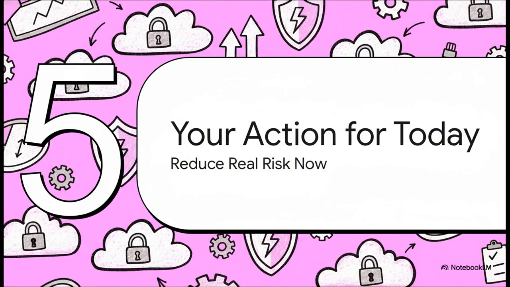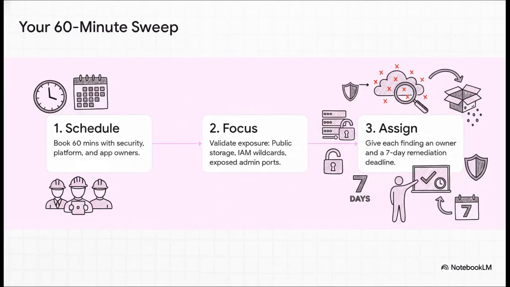All right, that was a lot of information, I know, but theory doesn't mean much if you don't do anything with it. So let's nail this down with one single concrete step you can take, like today, to actually reduce your risk. I call it the 60-minute sweep. And I'm serious, just 1 hour. Get one person from security, one from platform, and one from an app team into a room.